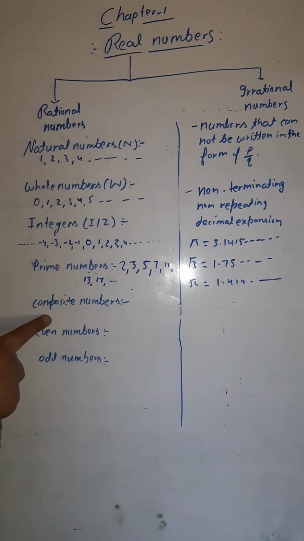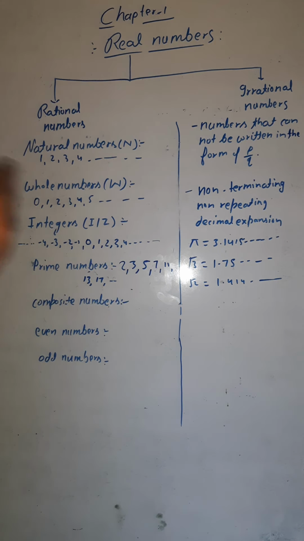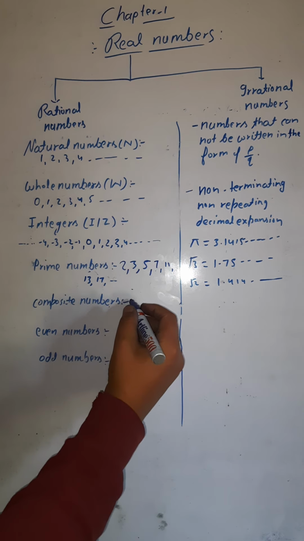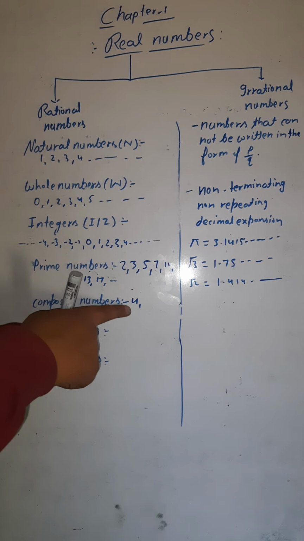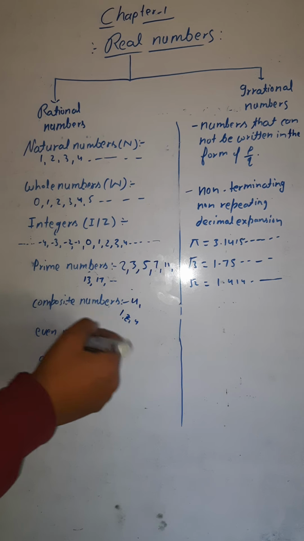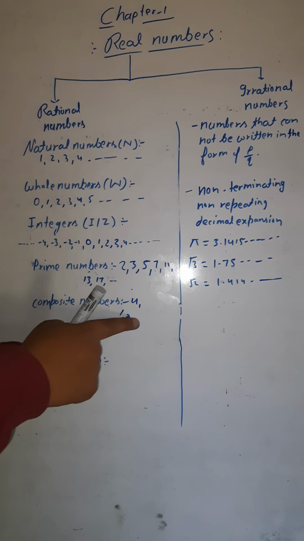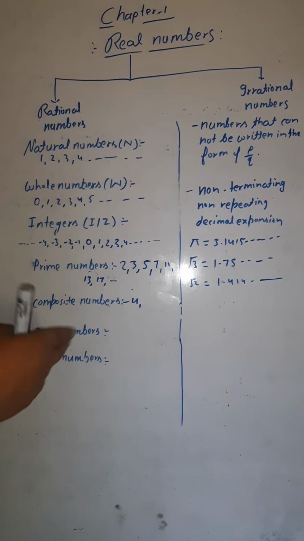What are the composite numbers? Composite numbers are the numbers which have more than two factors. Starting from 4. How many factors does 4 have? 4 is divisible by 1, by 2, and by 4. So 4 has more than two factors, three factors in fact. So 4 is a composite number. The numbers which have more than two factors are called composite numbers.